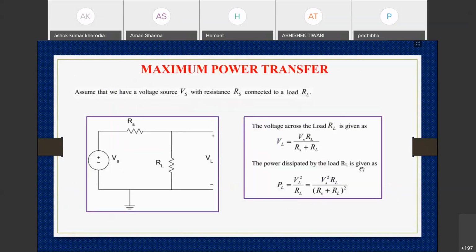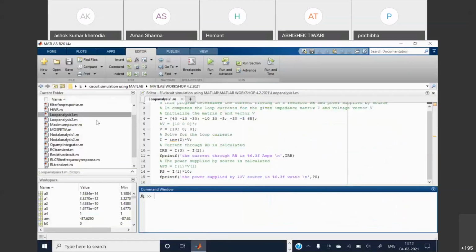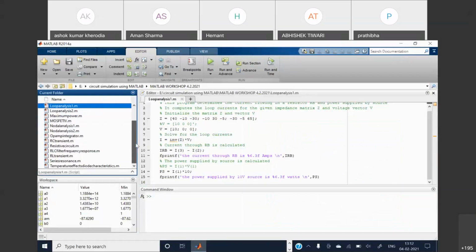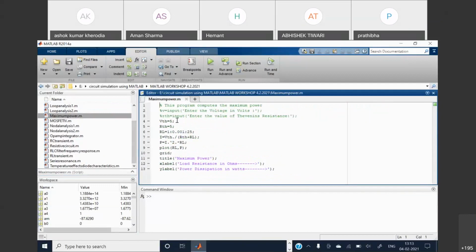Okay, clear? So suppose maximum power. See here. Suppose this is your Thevenin voltage VTH, this is your Thevenin resistance RTH, or you can have the values also. You can take the inputs also by writing the command V equal to input, enter the voltage in volts. You can give the values. RT is equal to, you can give the value of Thevenin resistance and you can compute the maximum power.